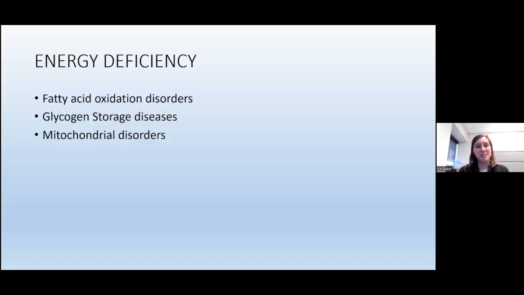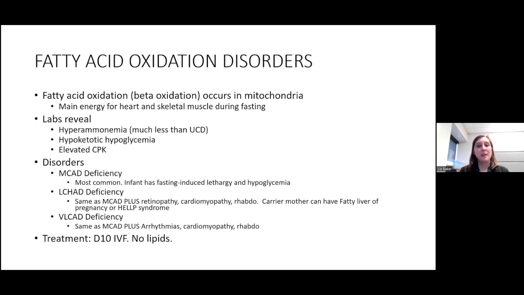Next is energy deficiency. The 3 disorders we'll talk about are fatty acid oxidation disorders, glycogen storage diseases, and then mitochondrial disorders, specifically from a mitogenome perspective. Fatty acid oxidation disorders are due to beta oxidation that occurs in the mitochondria. They're taking off 2 carbon units each time through that cycle, which makes acetyl-CoA, which then can go into the Krebs cycle. That's the main energy for heart and skeletal muscles during fasting.